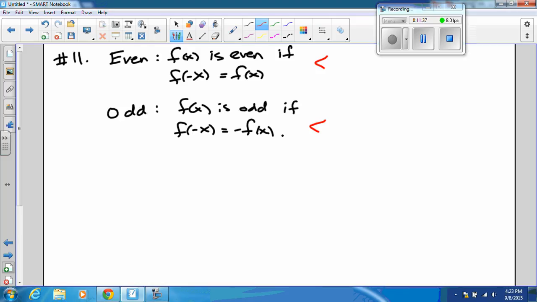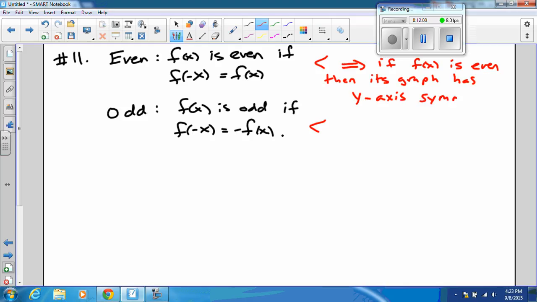Now, in addition, we did learn something about graphs of even and odd functions. We learned that if f of x is even, then its graph has y-axis symmetry, meaning that it would be symmetric about the y-axis. Here's an example of a function that is symmetric about the y-axis.